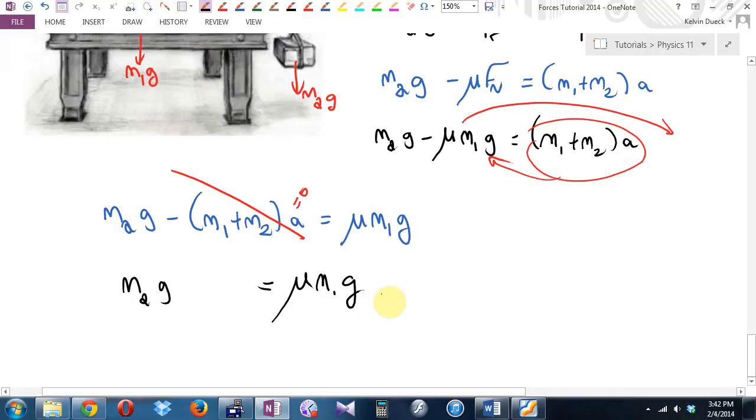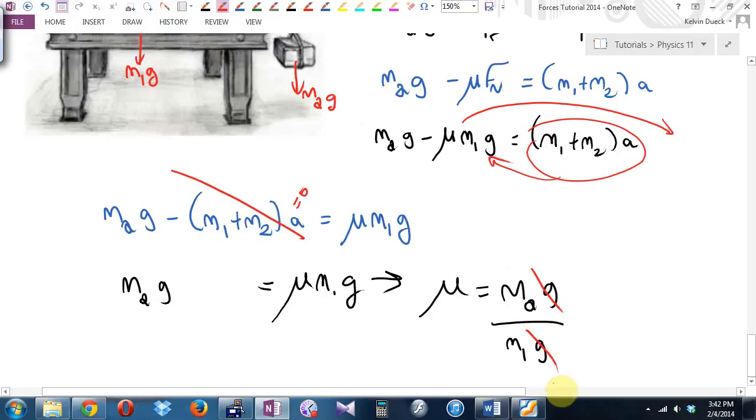Divide what? Mu is going to be M2G divided by M1G. Now, something kind of strange happens here. Do you notice? And what does that mean? It turns out for this particular situation where it's not moving, G, the 9.8, is irrelevant.